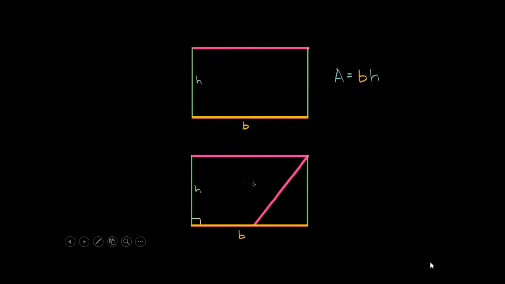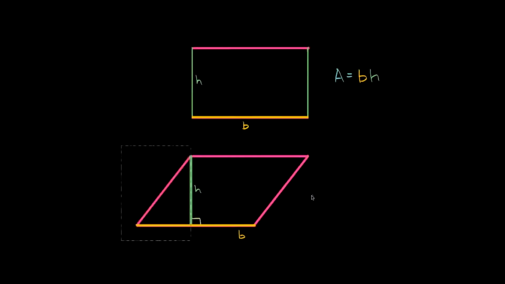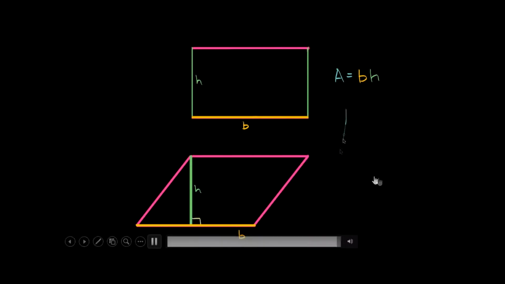So the area here is also base times height, because once again I just took this chunk of area and moved it to the right. The area of a parallelogram is just going to be, if you have the base and the height, the base times the height. So the area for both of these is just base times height.